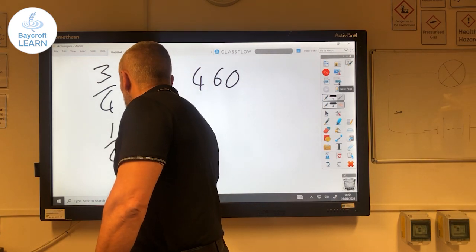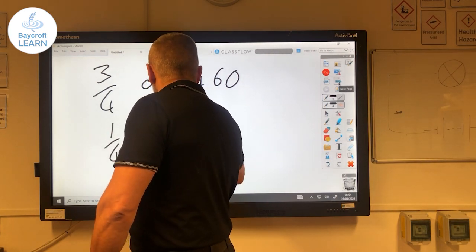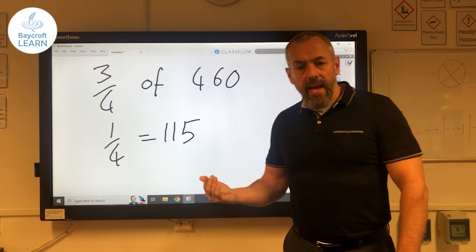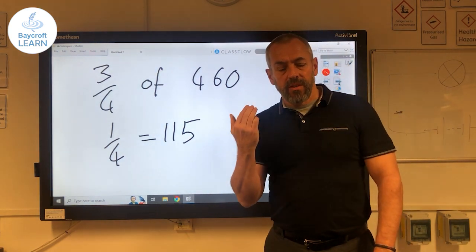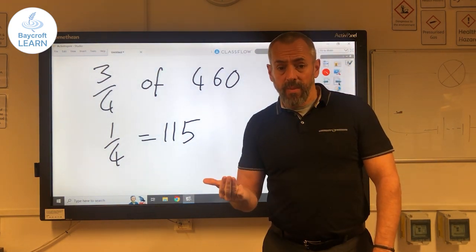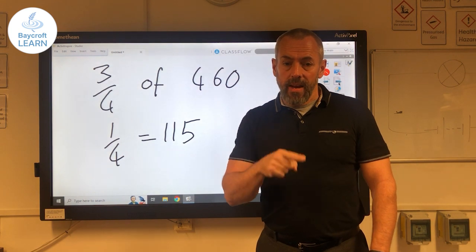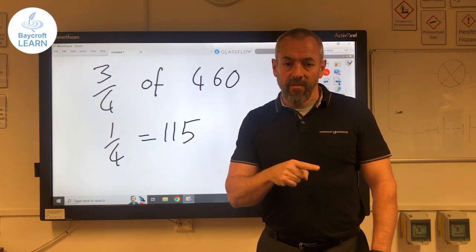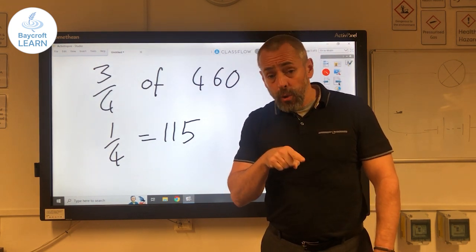Well, 1/4 equals 115. What do we now have to do with the 1/4 to turn it into 3/4? We times it by 3, using our lattice multiplication skills that we've learnt from last week. And I'm going to leave you to do that.